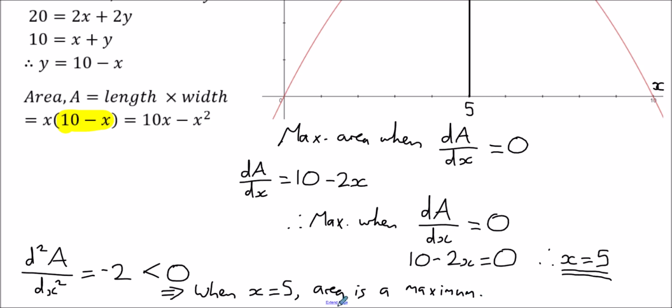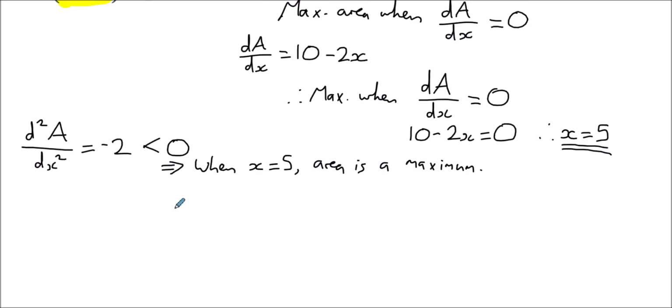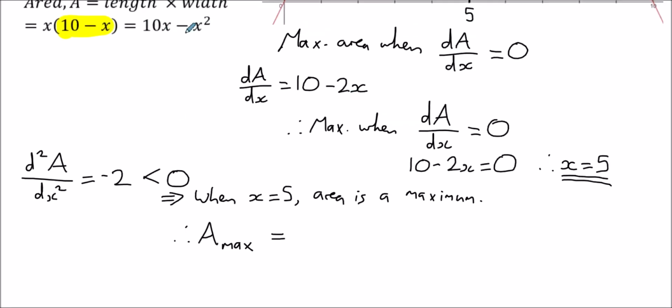And of course, just to make sure we actually answer the question like we're asked, we need to find what this maximum area is. So the maximum area, A max, we just substitute x equals 5 into our function of A. So the area is 10x minus x squared, and so 10 lots of 5 minus 5 squared gives us 50 minus 25, which would be 25. And the units, I've just forgotten. Oh yeah, the centimetres. So the maximum area will be 25 centimetres squared, and that's when x equals 5.